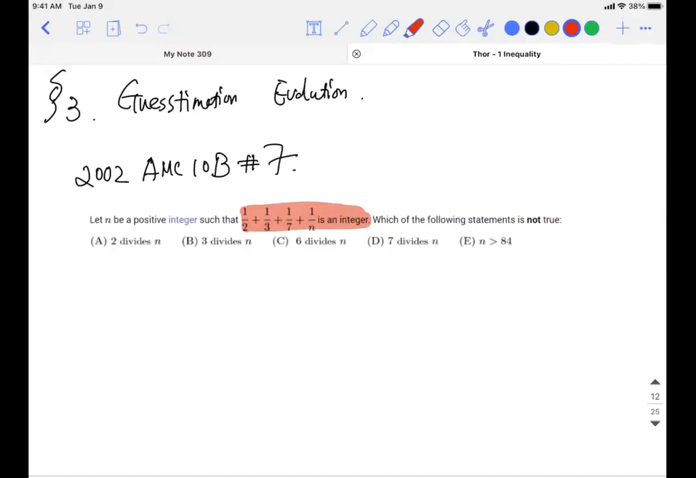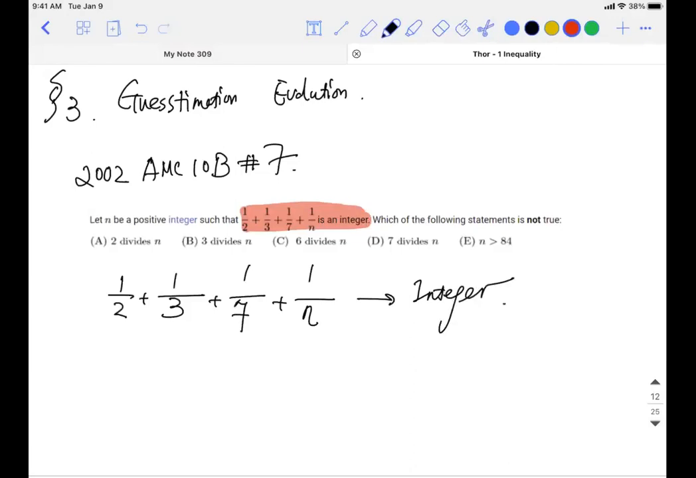Okay, so it looks like I won't be able to really find a value for n. It's more like a kind of estimation. What does n look like, right? Let's have a quick look at it. I think the only condition I have is 1 over 2, 1 over 3, 1 over 7, 1 over n. n is a positive integer, right? That one goes to an integer.